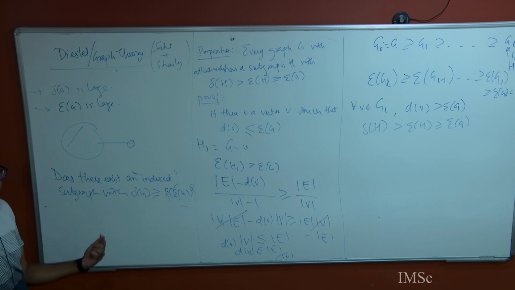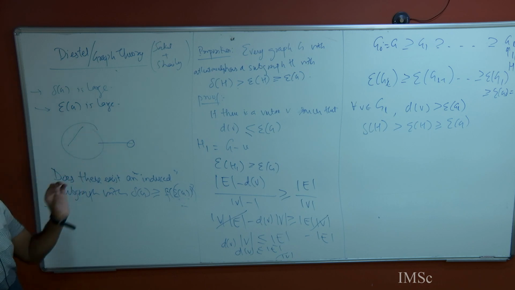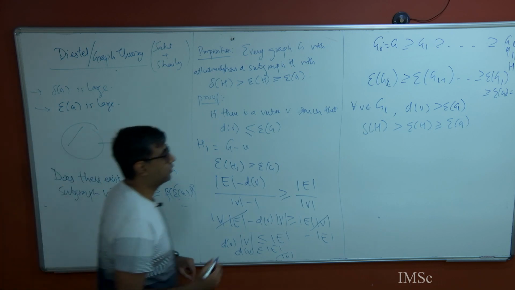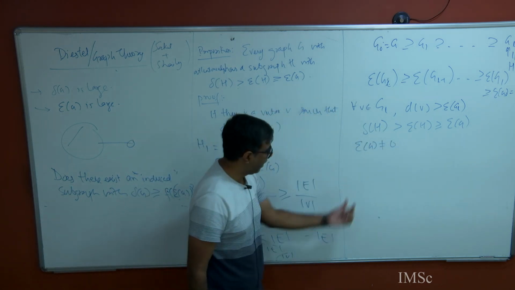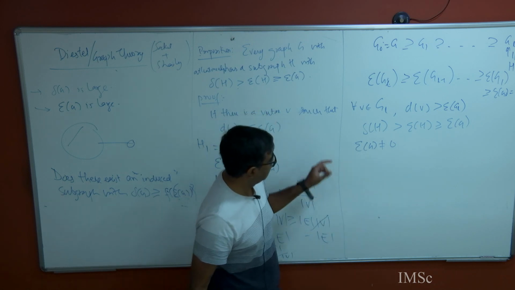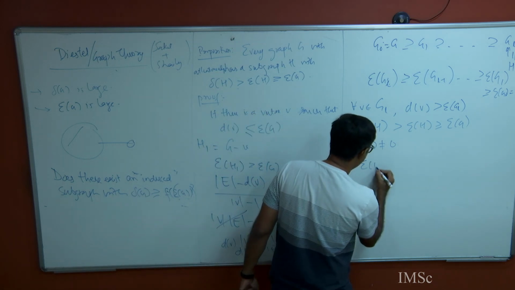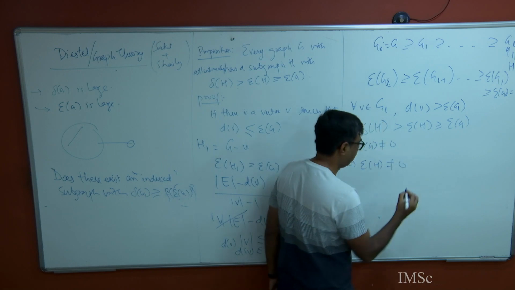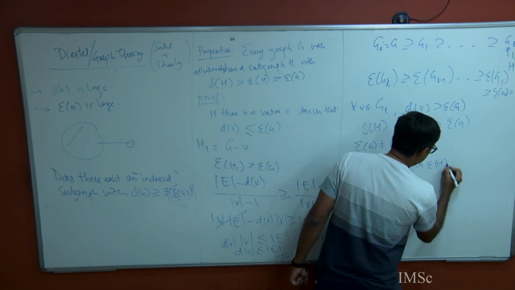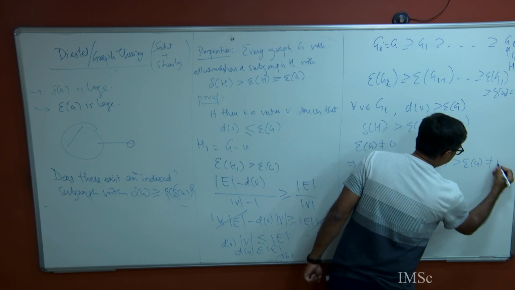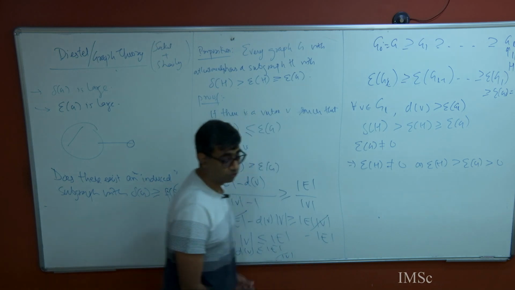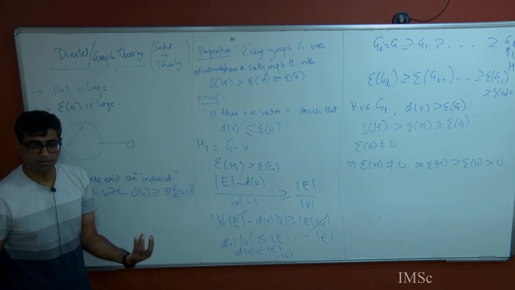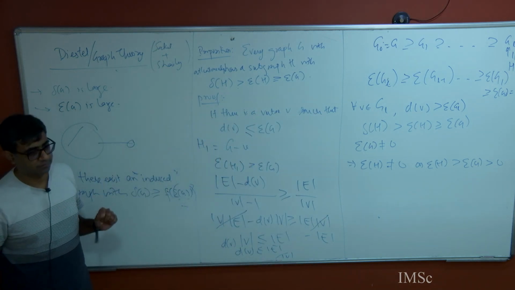This is exactly why I assume that epsilon of G contains at least one edge. So epsilon of G is not equal to 0. If epsilon of G is not equal to 0, then that implies epsilon of H is not equal to 0, as epsilon of H is greater than or equal to epsilon of G, which is not equal to 0, which is rather, let's say, greater than 0. Right? So this implies that you do have a non-trivial subgraph in your graph.